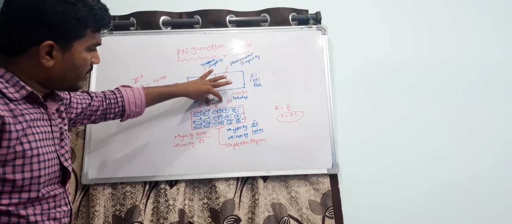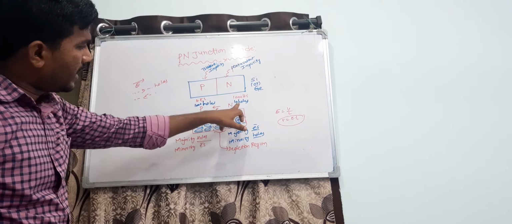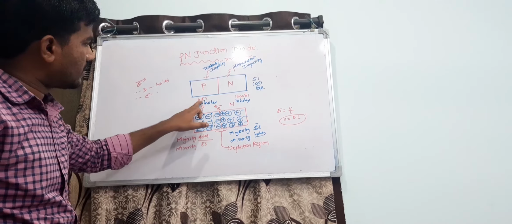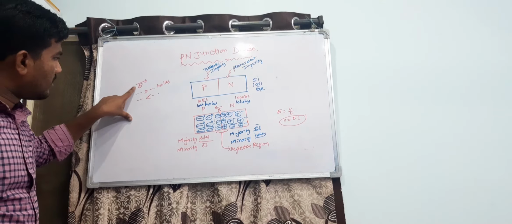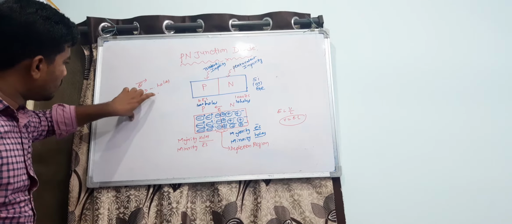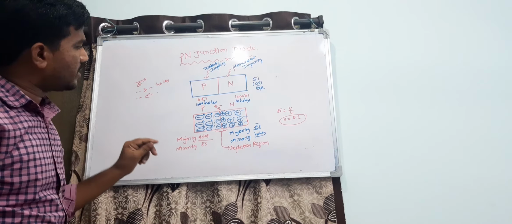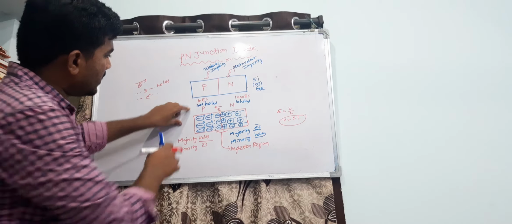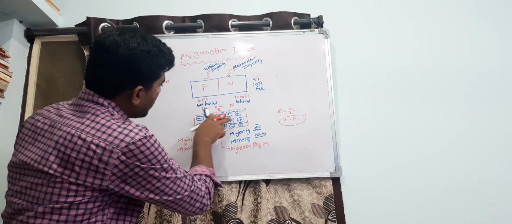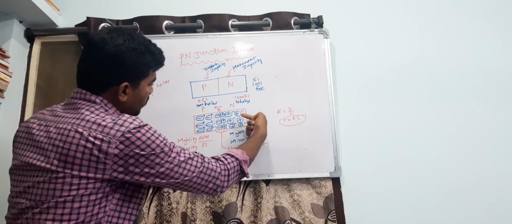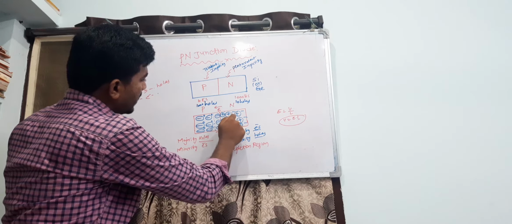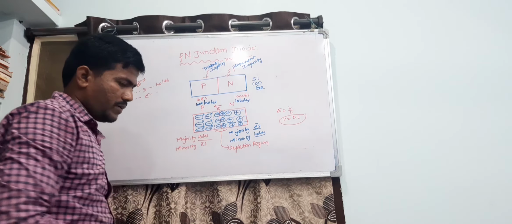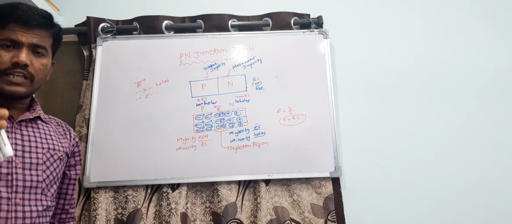When the electric field was formed or developed, whatever the minority carriers, electrons and holes, just now I told you, this electric field always supports electrons to move in the opposite direction and holes to move in the same direction. Whatever electrons are present move opposite to this direction, so some current will be flowing, and holes also move in the same direction. Here 10 holes are there, here 10 electrons are there. These electrons move towards this side and these holes move towards this side. So this current is said to be drift current.